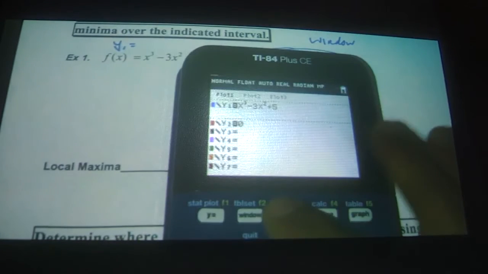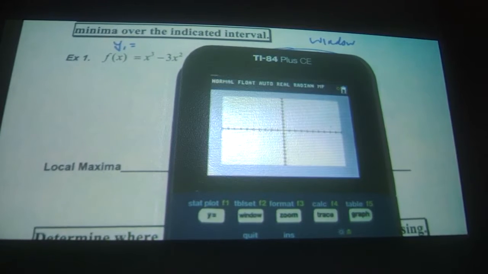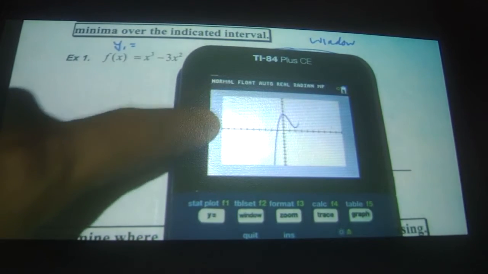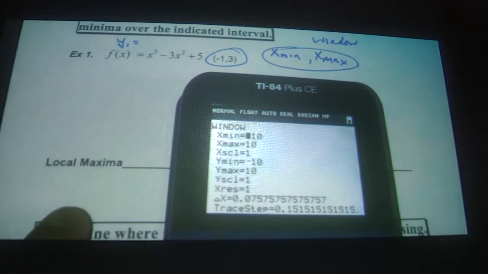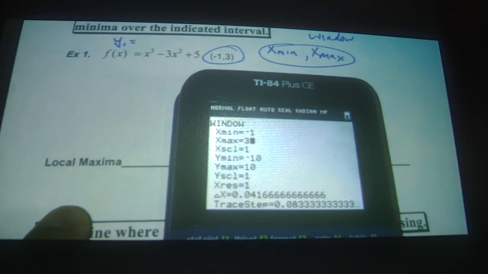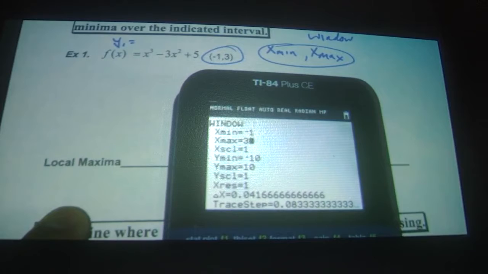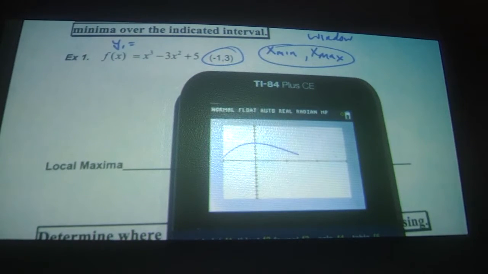So we started in zoom 6, which is zoom standard, and that's too big. That's from -10 to 10. They asked us to go from -1 to 3. So I went to my window and I changed my x min to -1 and my x max to 3. And then I graphed it. Okay, and this is the graph that you should get.